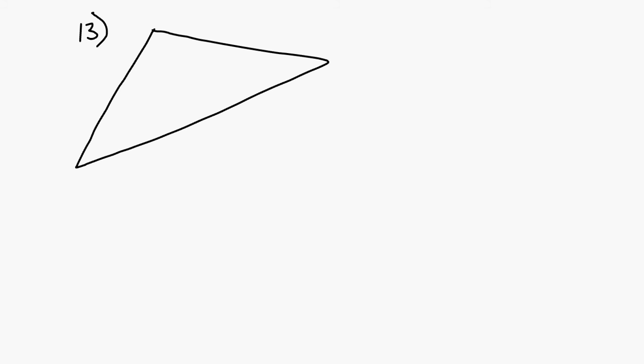Number 13, triangle JKL. Let's see, lowercase j is 6, lowercase k is 11, lowercase l is 6.9. They're asking you to find the measure of angle J. Alright, so you're looking for this angle.